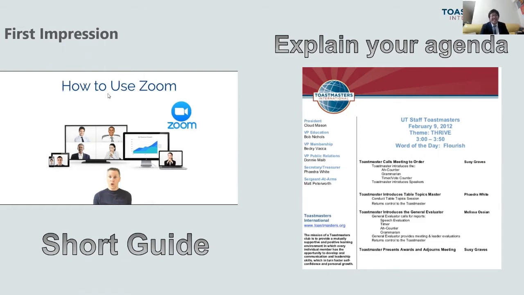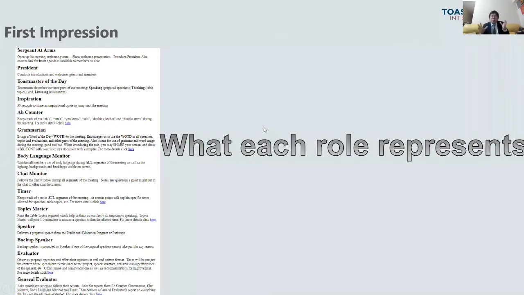Now, if we look at the next part, there are so many roles. Make sure that they know each role and how they run. This is only a sample template. I actually made it smaller, but this is all the roles that we had in our agenda. To make it bigger: Sergeant at Arms, President, what does the President do, the Toastmaster of the day, counter, body language monitor, chat monitor. There are so many roles. Let them know what each role does.